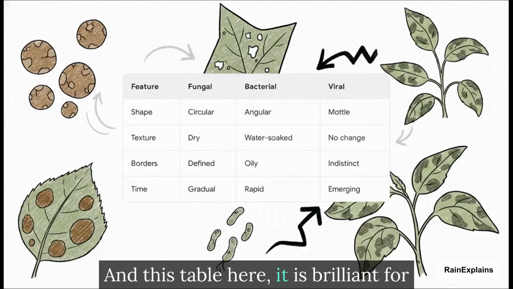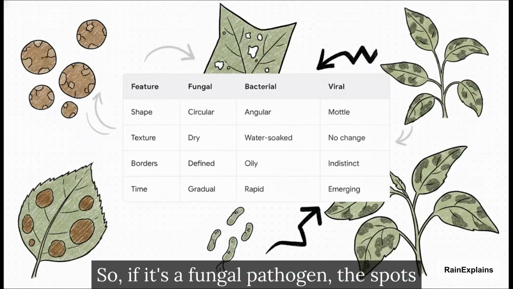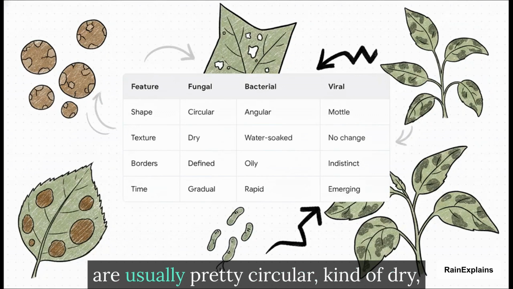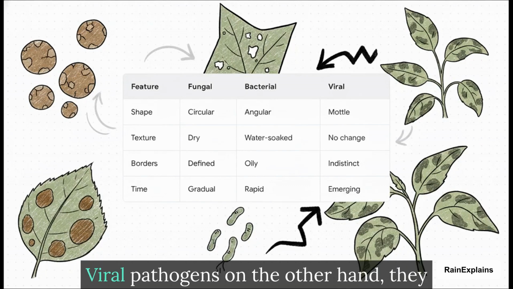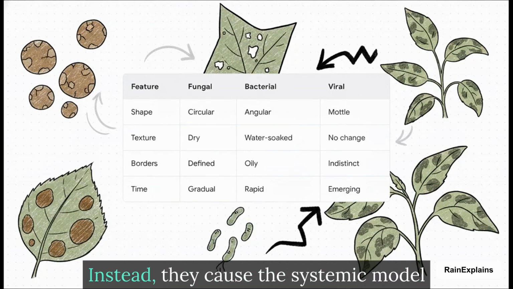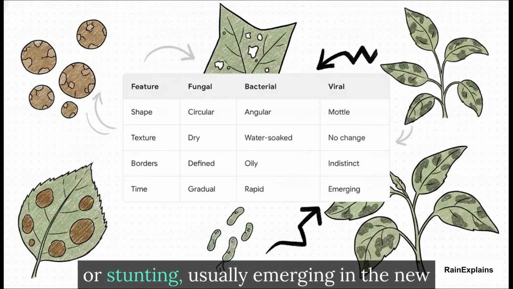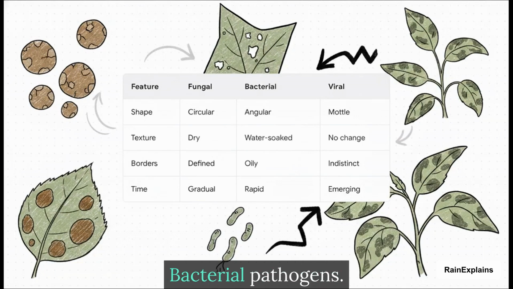And this table here is brilliant for showing exactly how we differentiate our living suspects. So if it's a fungal pathogen, the spots are usually pretty circular, kind of dry, and they spread gradually over weeks. Viral pathogens, on the other hand, don't typically leave defined spots at all. Instead, they cause this systemic mottle or stunting, usually emerging in the new growth. But look right there in the middle column. That's our main suspect. Bacterial pathogens.